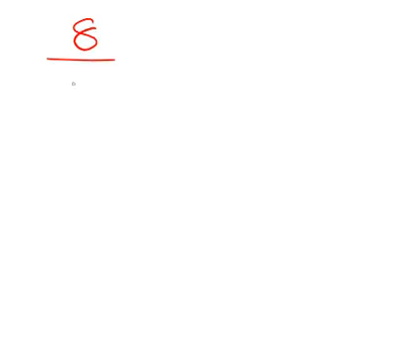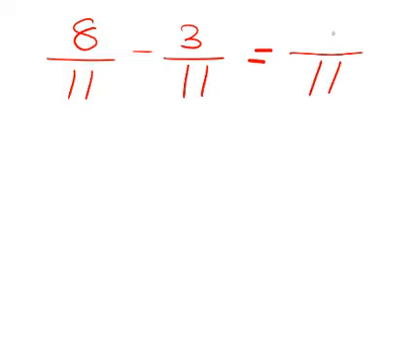8 over 11 minus 3 over 11. We can see that these are like fractions. So our answer's denominator will also be 11. Then the numerator will be 8 minus 3, that is equal to 5. Okay, now you know how to add and subtract like fractions. Next, we can check unlike fractions.